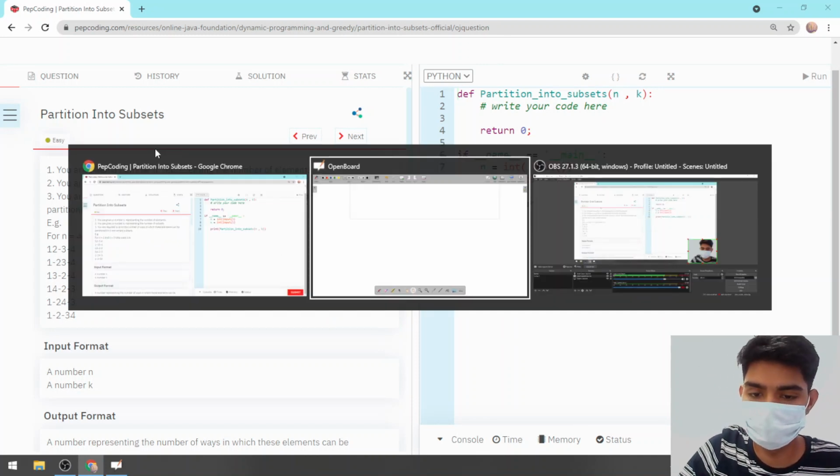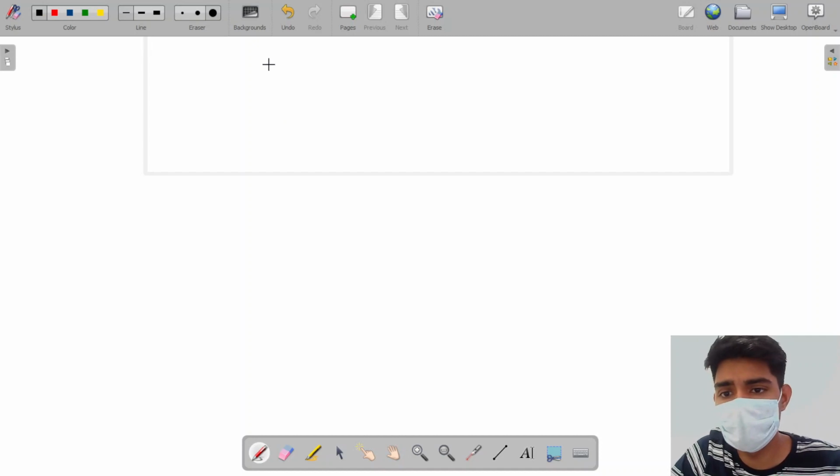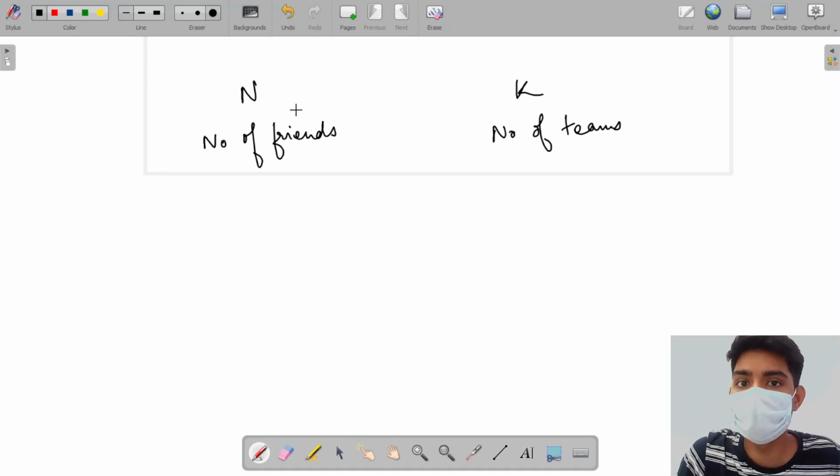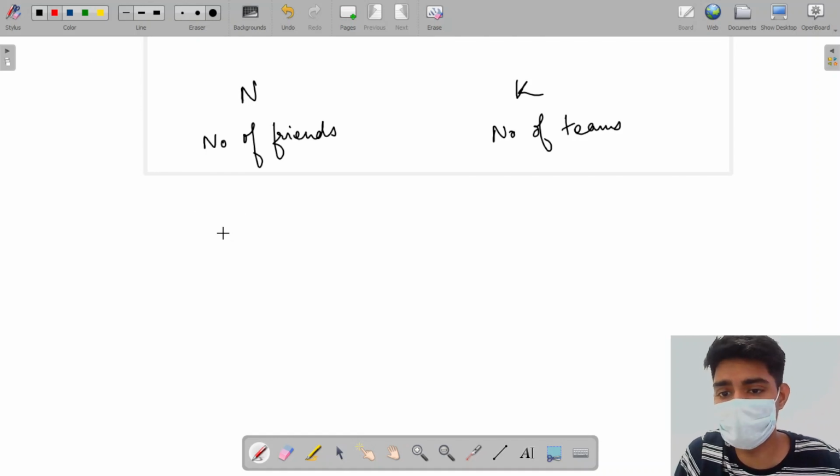In this question, I have two numbers, n and k. N is my number of friends and k is my number of teams. What is required is that I take these n friends and divide them in k number of teams, and print the count of the ways in which I can divide n friends in k teams. So let's see what the question is actually asking.